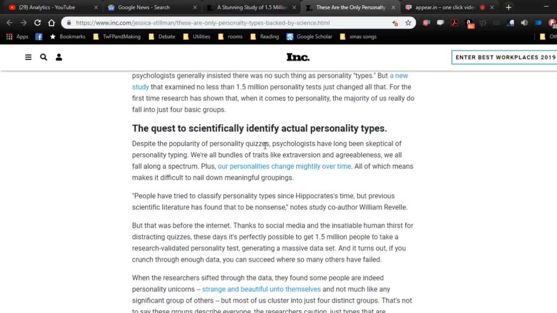All right. Psychologists have long been skeptical of personality typing. We're all bundles of traits like extroversion and agreeableness. We all fall along a spectrum, plus our personalities change mightily over time, all of which makes it difficult to nail down meaningful groupings.